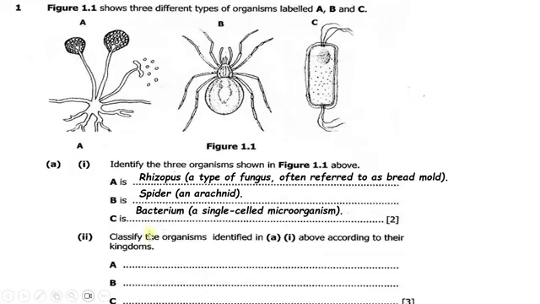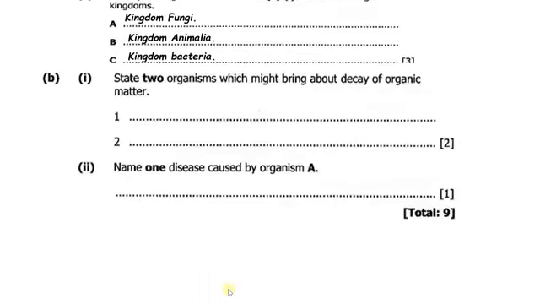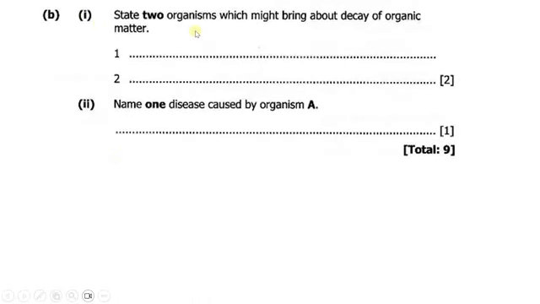So we need to put the kingdom to which the rhizopus belongs, and also the spider, and also the bacterium. So you must know that the rhizopus here belongs to the kingdom known as the fungi. Then the spider belongs to the kingdom called the animalia. Then the bacterium belongs to the kingdom called the bacteria. Then let's move to B part 1, which says state 2 organisms which might bring about decay of organic matter.